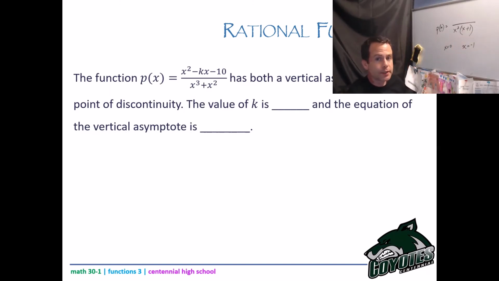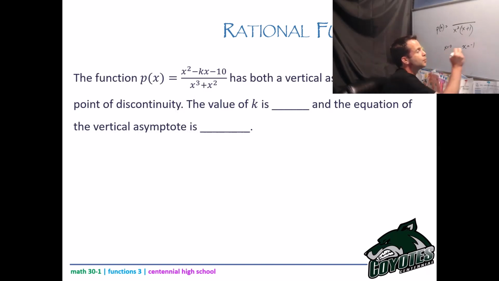One of them is going to be a point of discontinuity, and one of them is going to be a vertical asymptote. If 0 was my point of discontinuity, I'd have to be able to factor an x out of the top, right? Because I'd have to have an x factored on both the top and the bottom in order to create a point of discontinuity. I can't factor an x out of x squared minus kx minus 10 because there's no x on the 10. So I know for sure this is not my point of discontinuity.